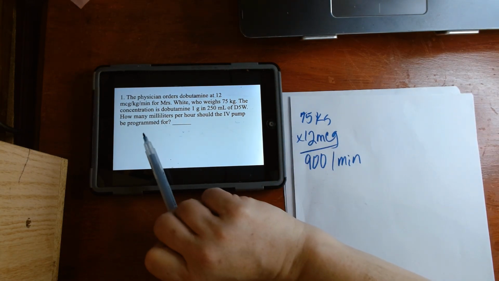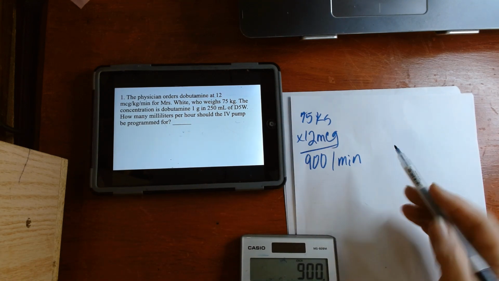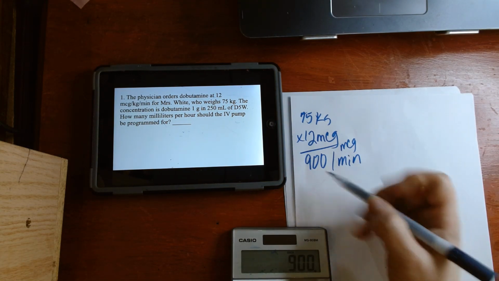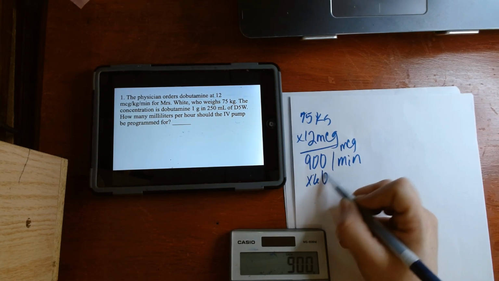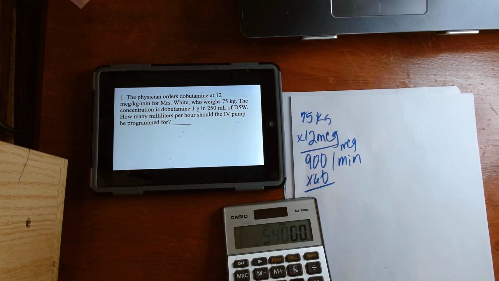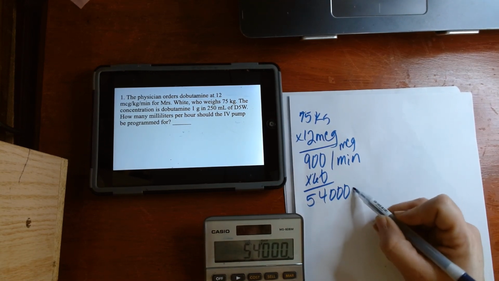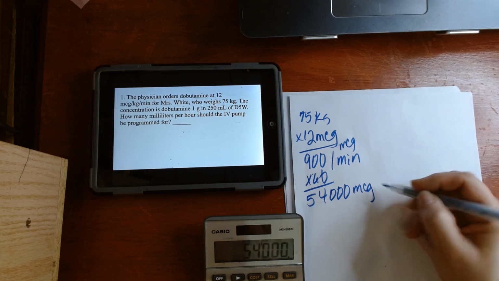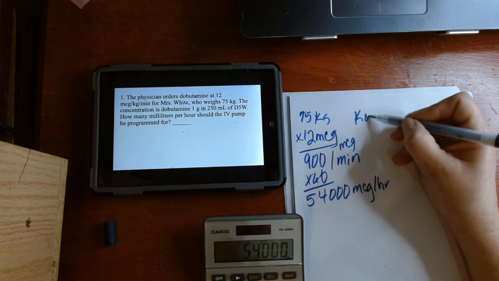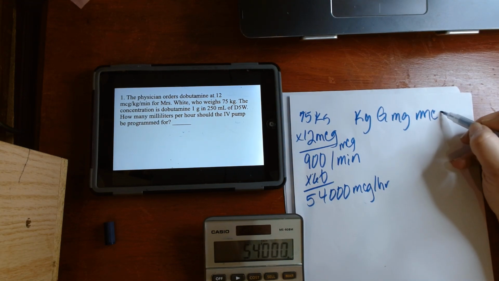And look, the pump has to be set at milliliters per hour. So this is micrograms per minute. If we multiply this times 60, we can find out how many he's going to get in an hour. He's going to get 54,000 micrograms per hour. Now, you remember we have kilograms, grams, milligrams, micrograms.